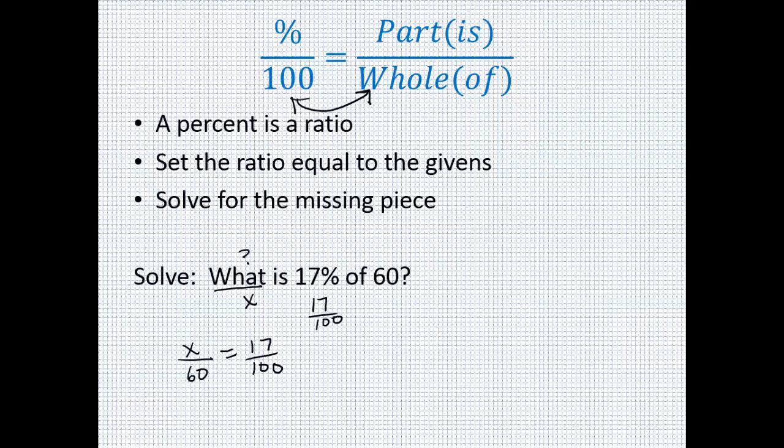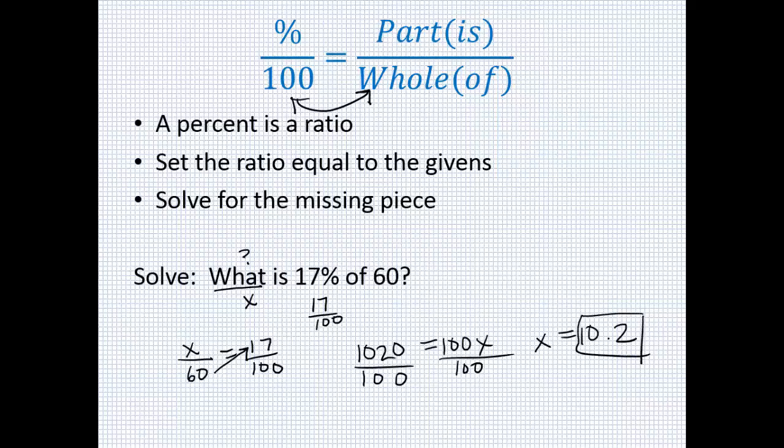And then you cross multiply and solve. That's 1020, and that's equal to 100x. Solve. So x in this case is equal to 10.2. We look back at the original problem to make sure that's not supposed to be a percentage. It's not. What is 17% of 60? 10.2 is 17% of 60. So that's our final answer.